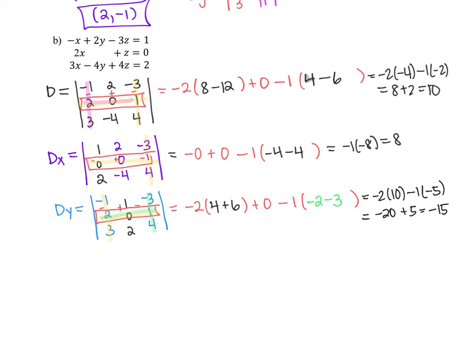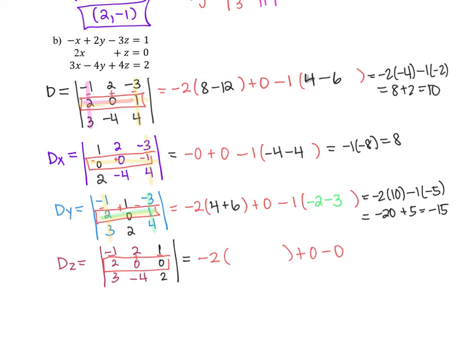Okay, now I have to do dz. So dz, same as the coefficient matrix, except the z column gets changed now. So for the z column, I'm going to change it to 1, 0, 2. Oh, that turned out nice. Okay, I'm going to go along second row, and I can see that there's an extra 0 there, so I'm definitely going across that row. I already know the signs are negative, positive, negative. So negative 2 times the minor, plus 0 plus 0. No, plus 0 minus 0. It doesn't matter because they're all zeros.